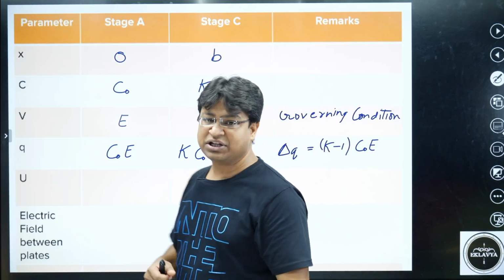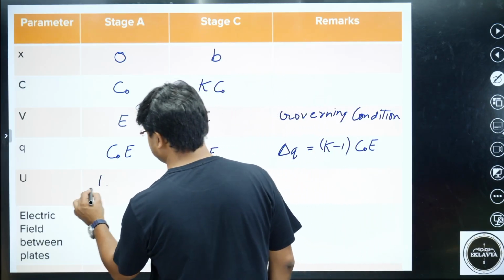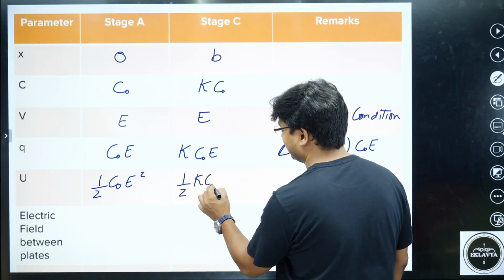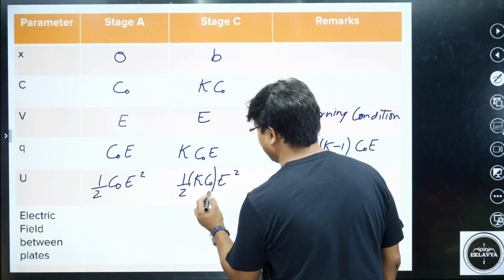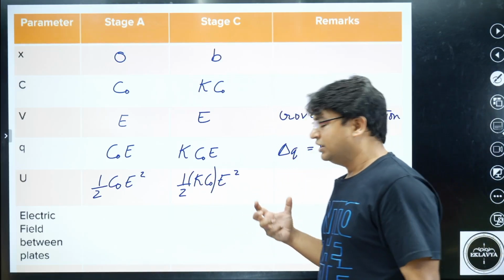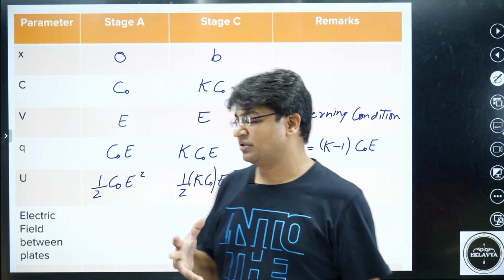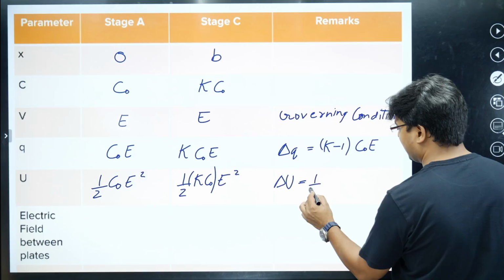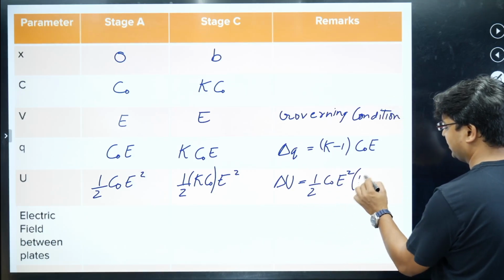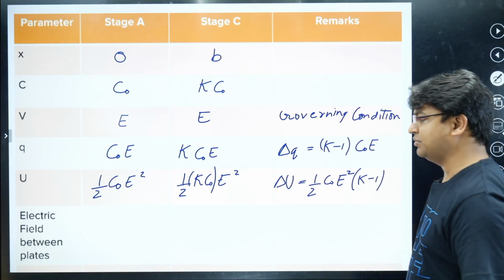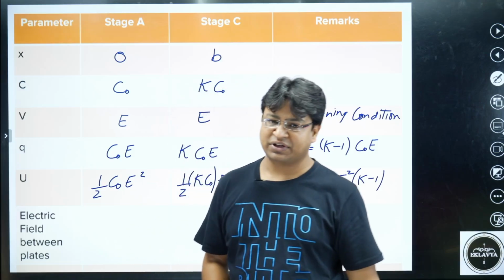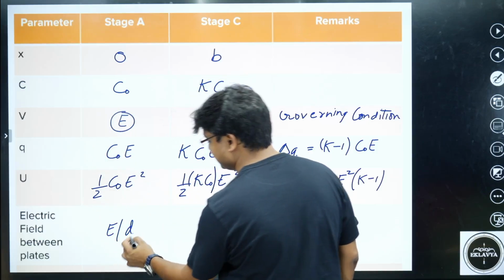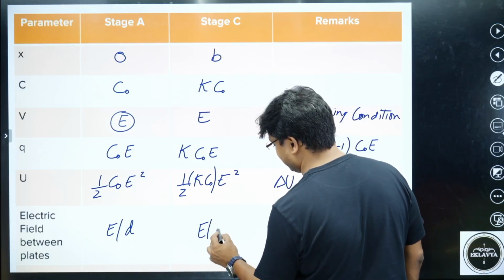What was the potential energy of the capacitor? The energy stored in the capacitor was half C naught E square, and later on it became half K C naught E square. So the energy stored in the capacitor has also increased. Of course, there was an increase in charge. We can expect that the energy would have increased. So the increase in energy is how much? The increase in energy is half C naught E square and then K minus 1. So energy has increased by this much amount. What about the electric field between the plates of the capacitor? So electric field was potential difference divided by the distance between the plates. It is still the same.